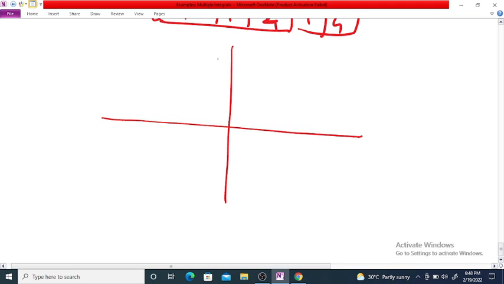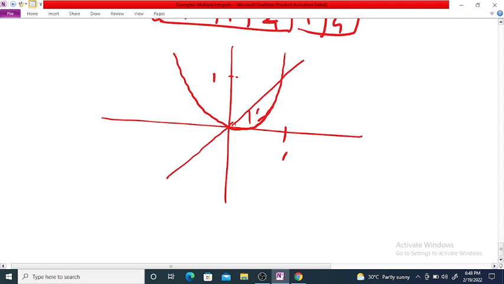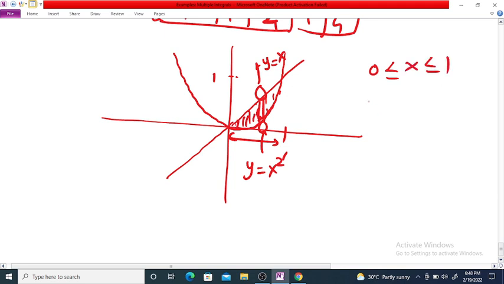So this is y equal to x here, and this is y equal to x square. Okay, and here is the point 1 and here is also point 1. So this is the area bounded between these two curves. So now consider the vertical strip. It enters at y equal to x square and it leaves at y equal to x, and such a strip we are going to put from 0 to 1. Okay. So the limits are 0 less than or equal to x less than or equal to 1 and x square less than or equal to y less than or equal to x.